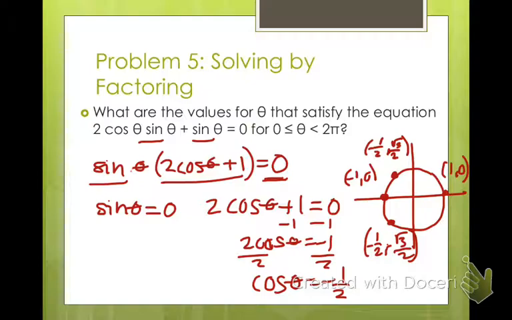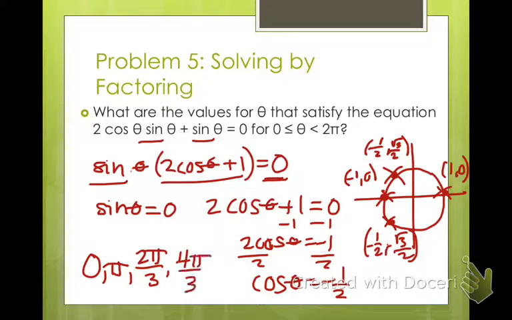There you go. So these values are at 0, pi, so that's this one and this one, 0 and pi. In radian measure, this is 2 pi over 3, and this one is 4 pi over 3. So those are our exact values.